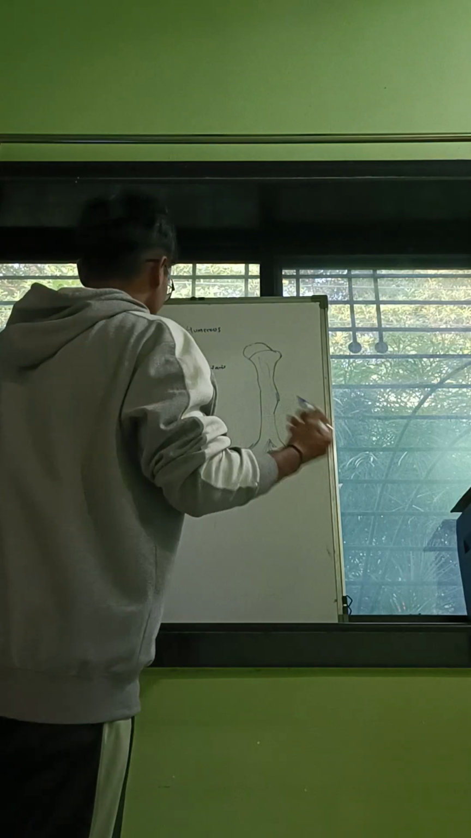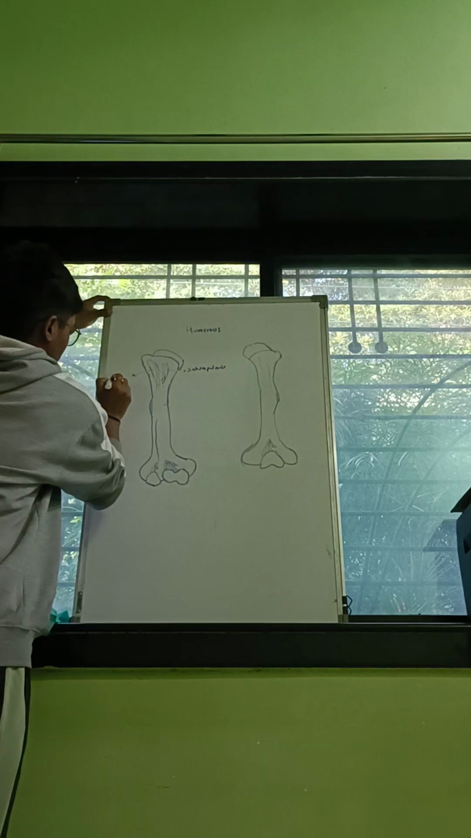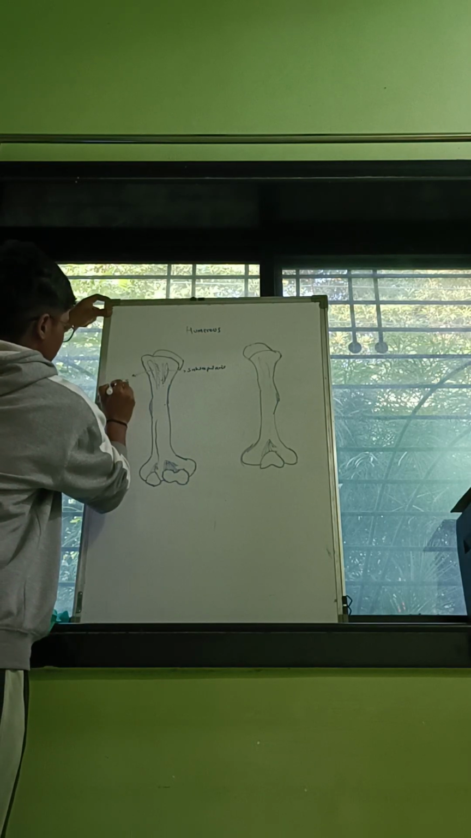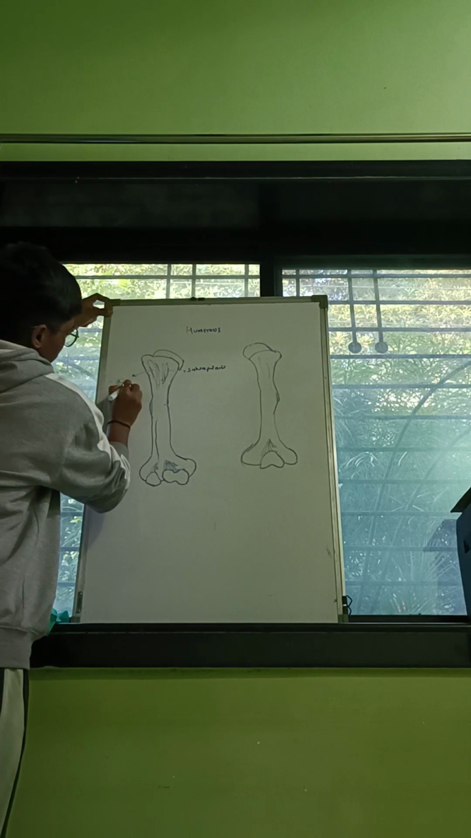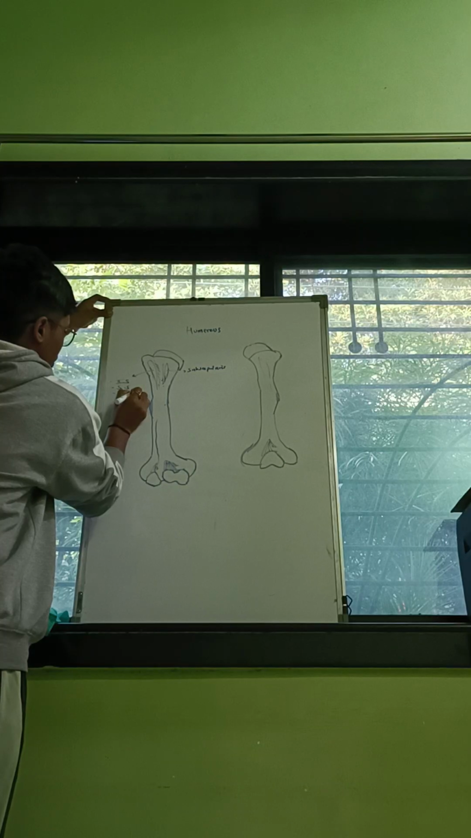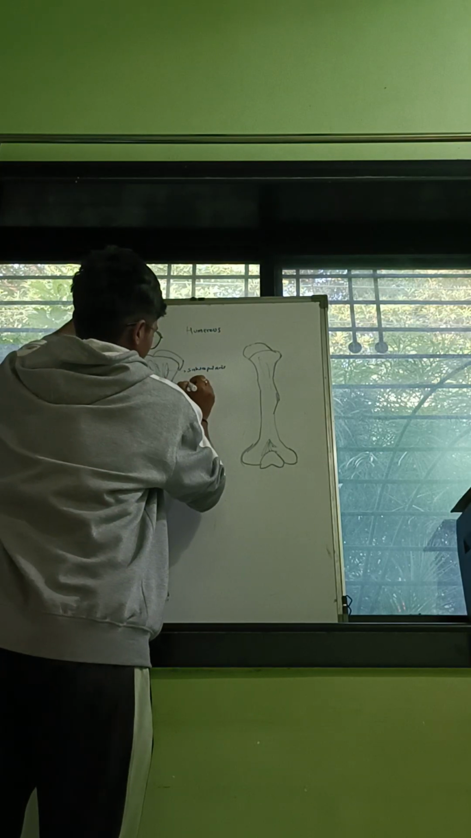The attachments of the greater tubercle are three attachments. First is the supraspinatus, the second one is the infraspinatus, and the third one is the teres minor. On the bicipital groove there are also three attachments.